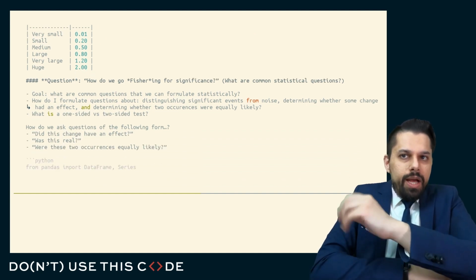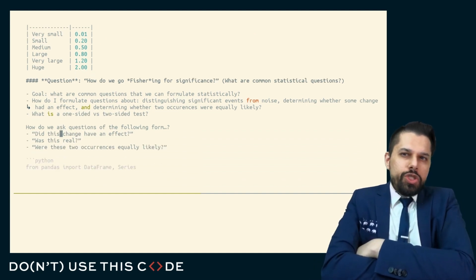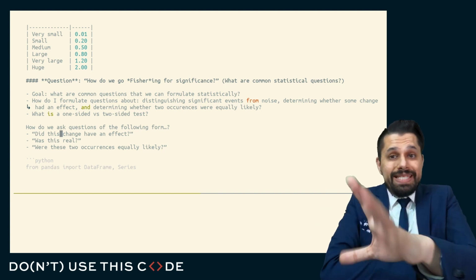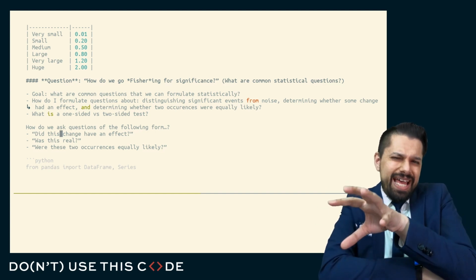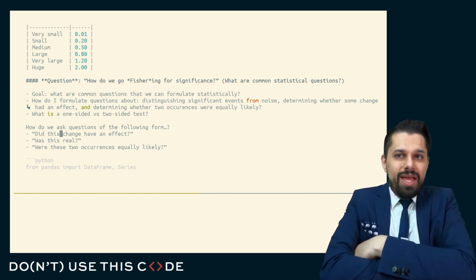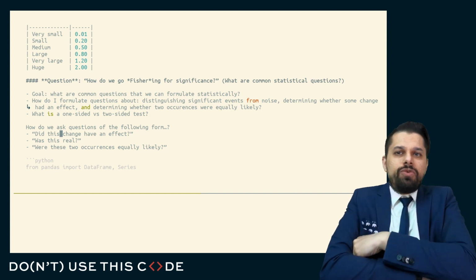And so, what we're going to do is we're going to try and ask questions of the form, did something that I changed have an effect? Did something really happen? Was it real or was it noise? When I sampled something and it gave me some value, is that a real value or is that just noise as a consequence of the sampling? If two things occurred, were they equally likely or not? These are the kinds of questions I might ask.